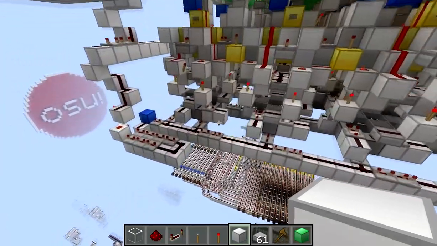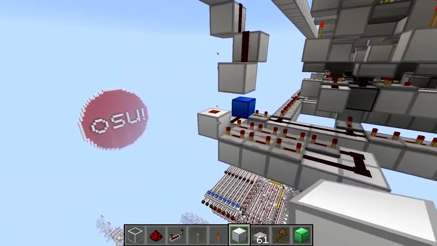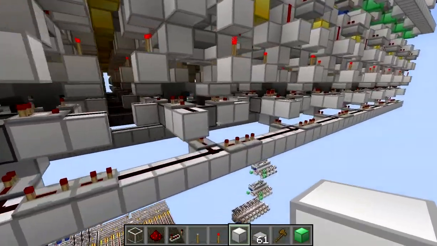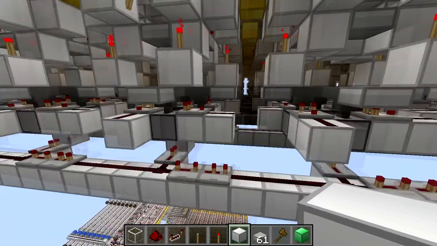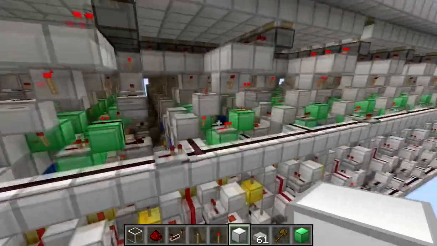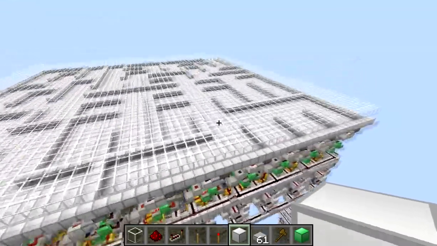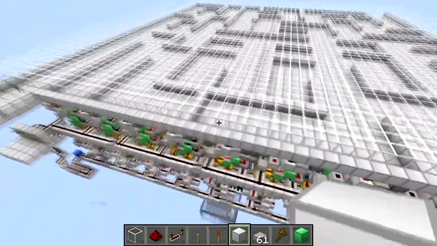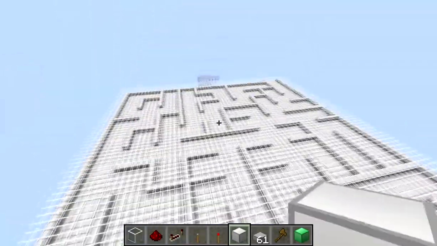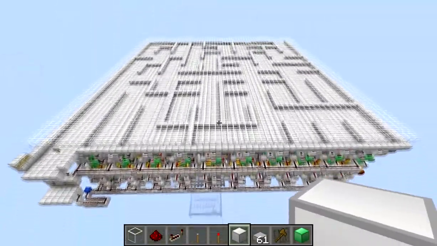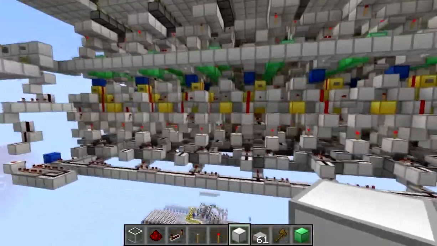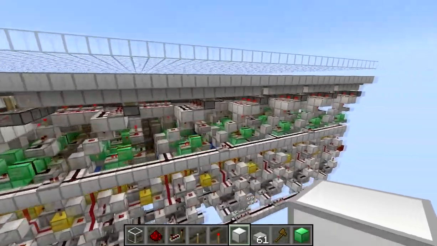starting from the bottom, the clock signal goes through here, and it randomly chooses a direction to go into. And if it is possible to go in that direction, it will branch that direction. And so the whole maze generation is basically just that. It turns out to be surprisingly compact, and this is really not that big.